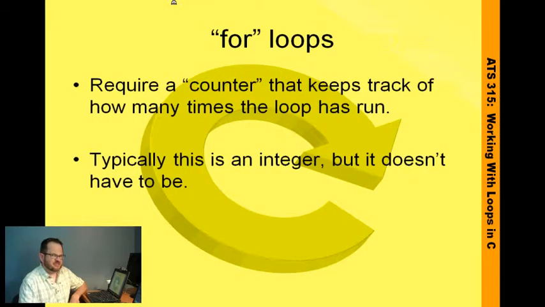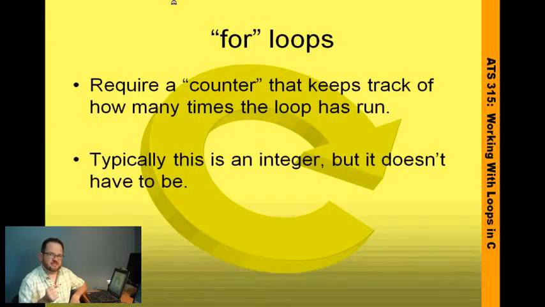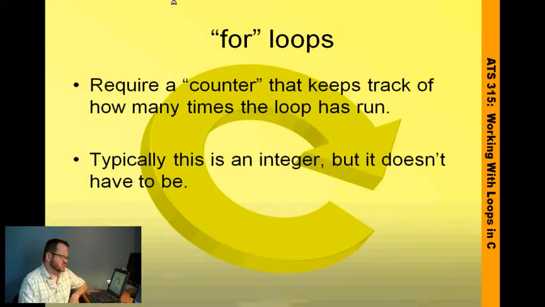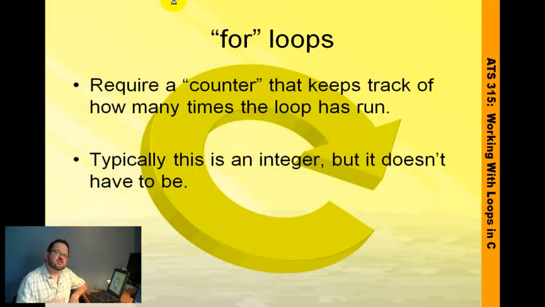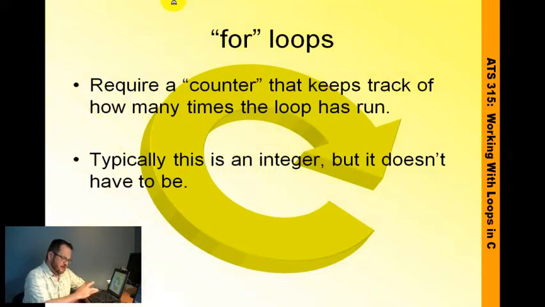Most of the time in this class, the key things we're doing though are for loops. For loops are going to require some kind of counter. There's going to be a variable, typically an integer, although it doesn't have to be, including in the assignment this week. It's not going to require an integer, it's going to require a float. But most of the time, for loops require an integer that is a counter that's keeping track of how many times that loop has already run. Like I said, it's usually an integer, but it doesn't necessarily have to be.